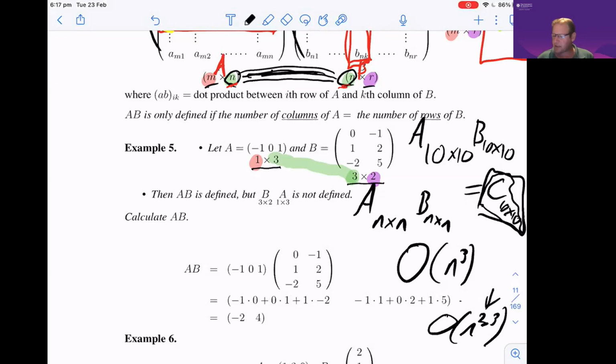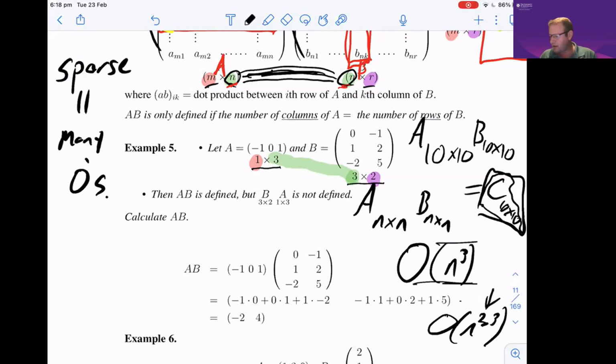What does it mean that a matrix is sparse? I'll write the word sparse. What does it sound like? A sparse matrix is a matrix that has a lot of zeros, many zeros. That's a sparse matrix. So for sparse matrices where you have many zeros, you can do better than this n cubed.